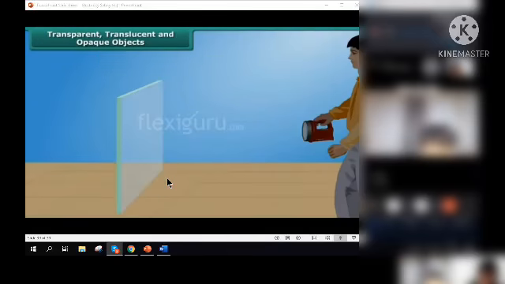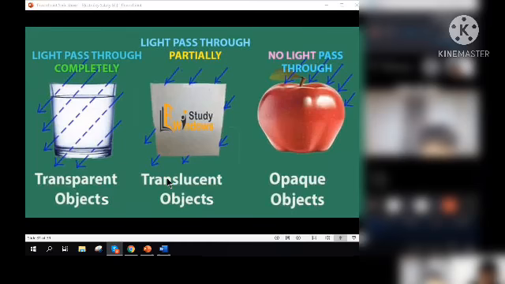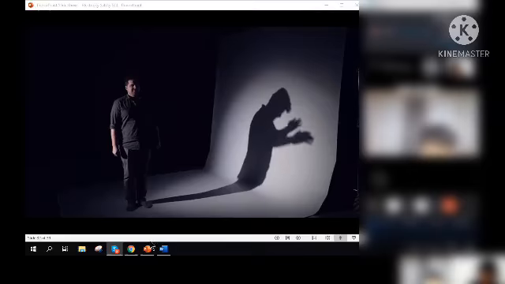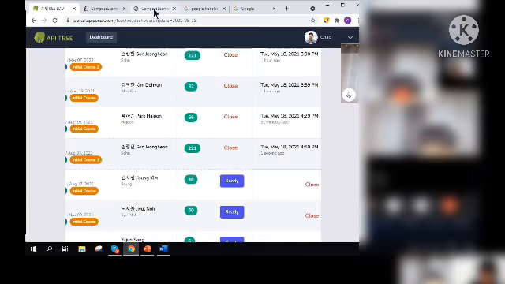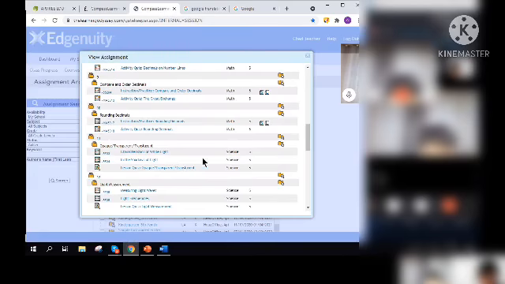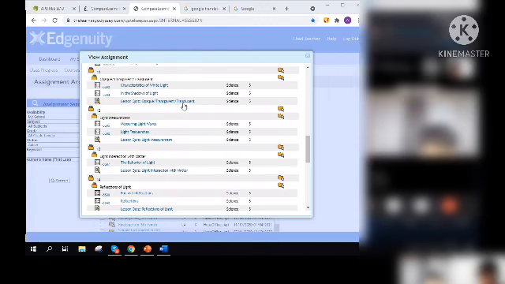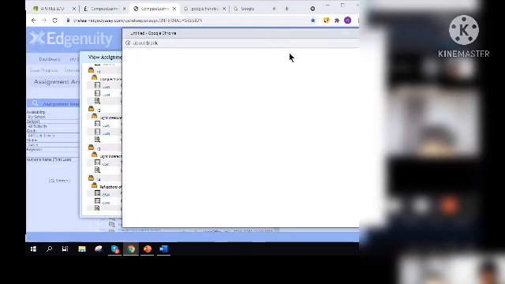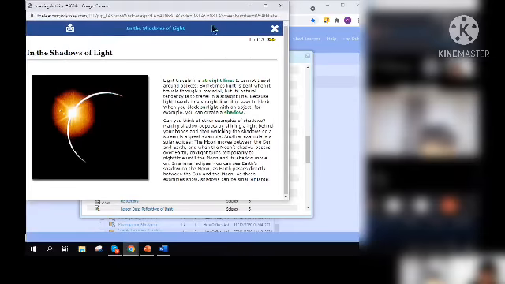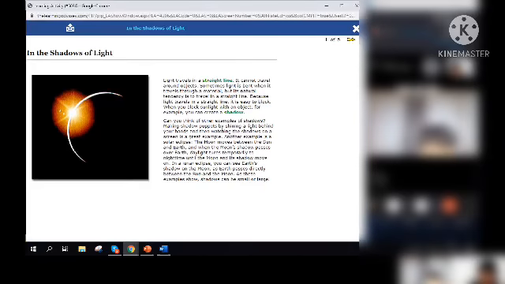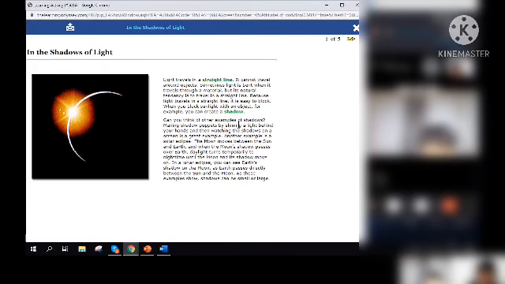Okay, next. Yeah, this is just a little bit more. Okay, transparent, translucent, and opaque, just like the apple. Okay, next. We're gonna go to the second part of this lesson. Later, we'll move on to measuring waves. These are just very short lessons.